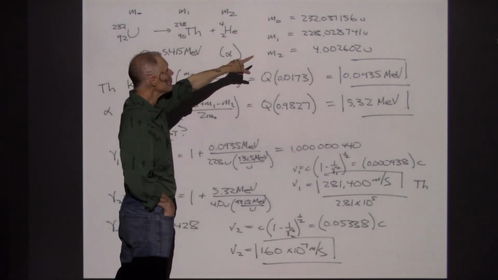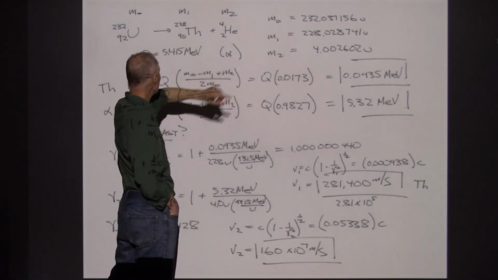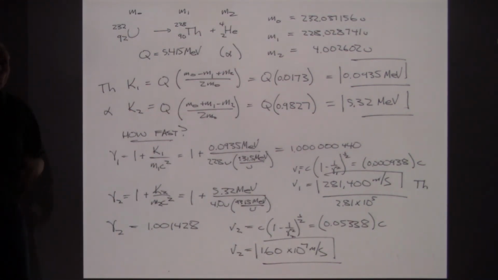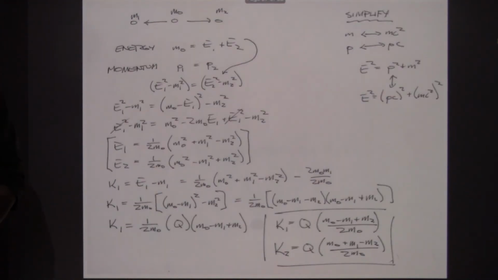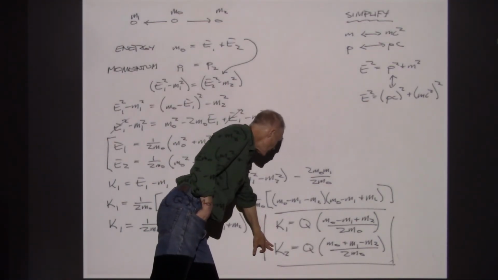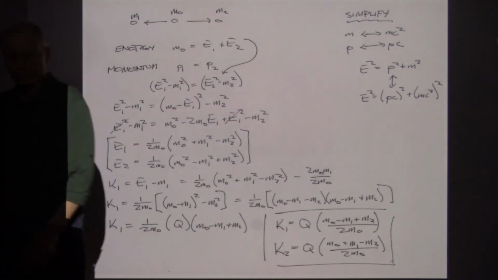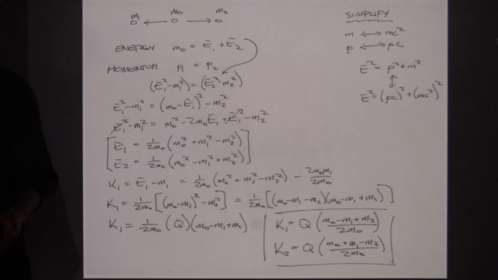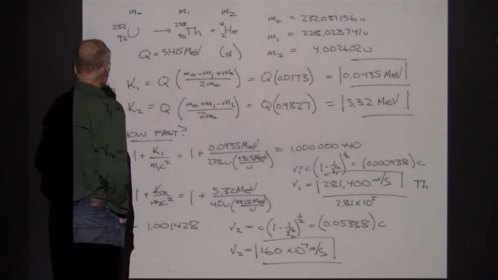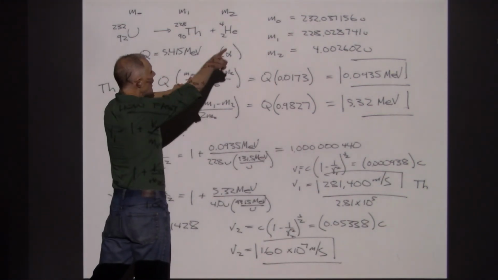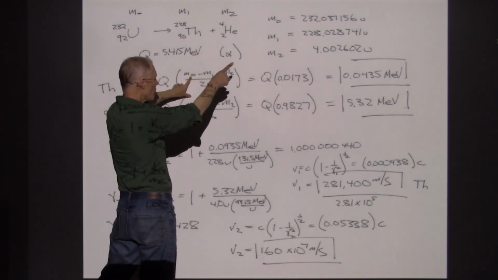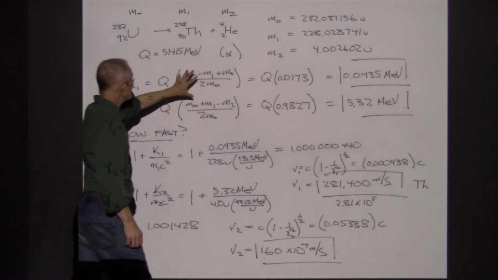Now the Q just came by looking at the mass differences here, the missing mass. And now what I can do is these formulas that we just derived on the previous page, here they are down here. The K1 and the K2 here, those are the formulas. I just need to plug in the masses and figure out how the energy divides. So what I did is I identified M naught, M1, M2. The M1 is the thorium. And then I plugged the numbers in.